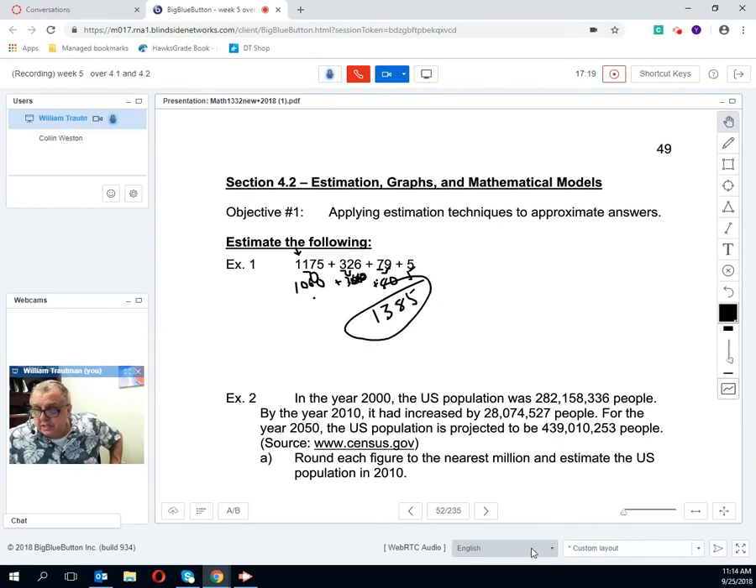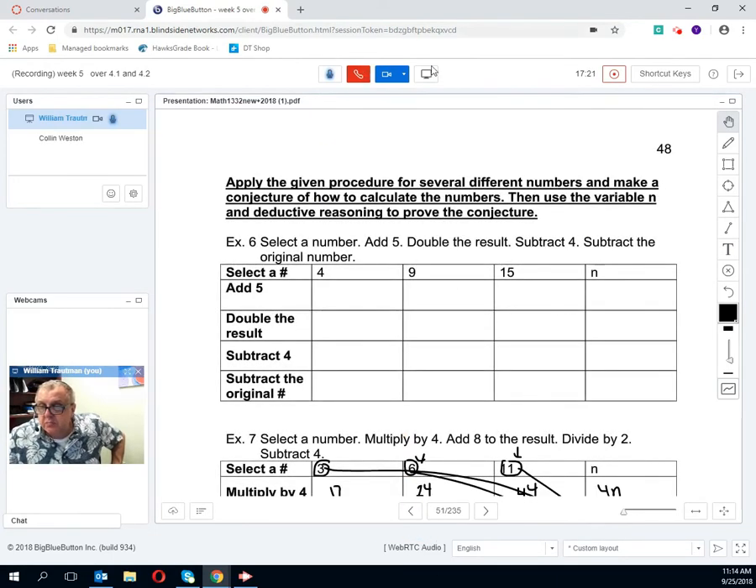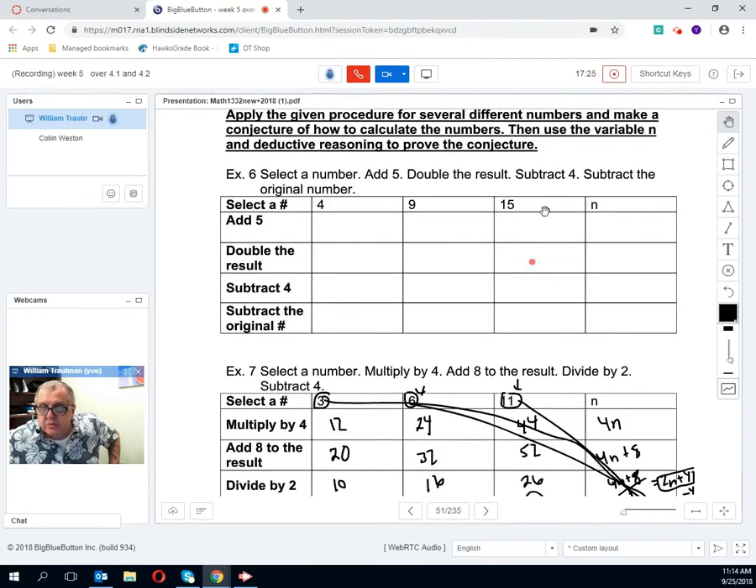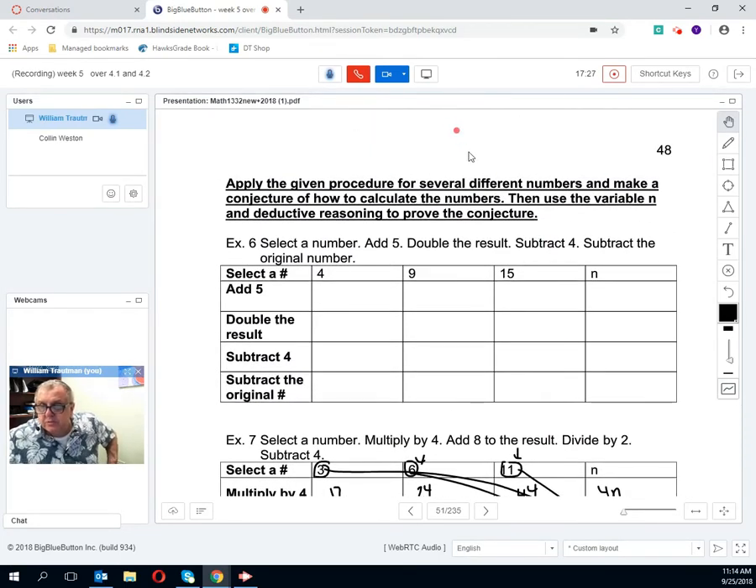Oh, I think on the previous page there were some questions I forgot to do. Let me do this one. 4, add 5, you get 9. Double the result. 9 times 2 is 18. Subtract 4. 18 minus 4 is 14. Then subtract the original number, which is 4. 14 minus 4 is just 10.